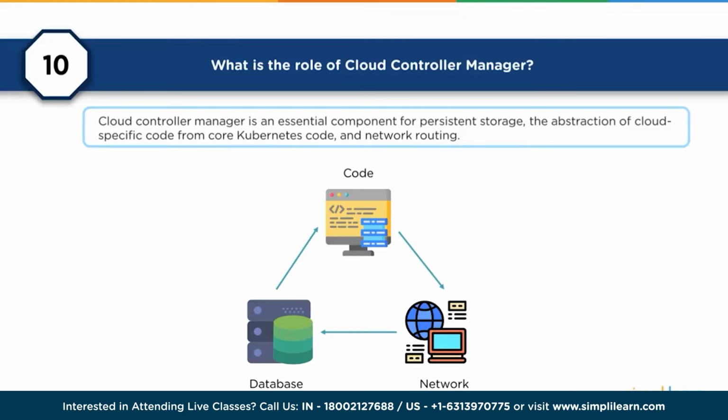So what is the role of the cloud controller manager within this environment? The role of the cloud controller manager is really to help manage persistent storage. Persistent storage is storage that's either local to the physical machine, such as an SSD or hard drive, or cloud-based storage. This allows the storage to be shared across the entire network.